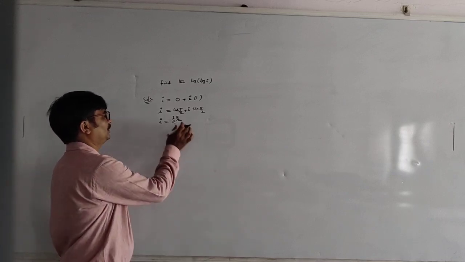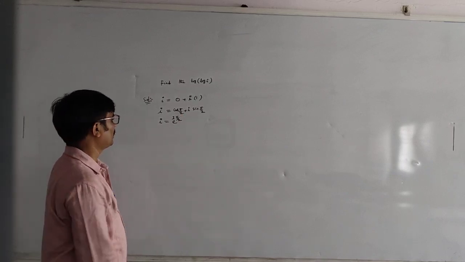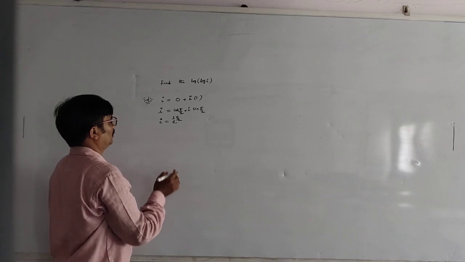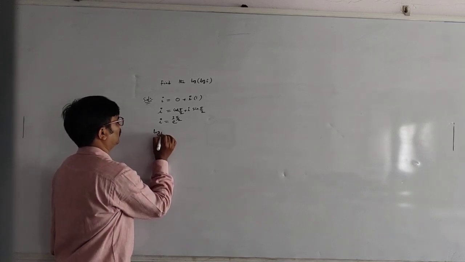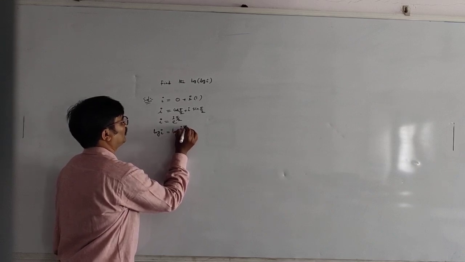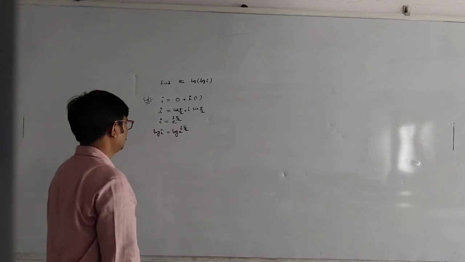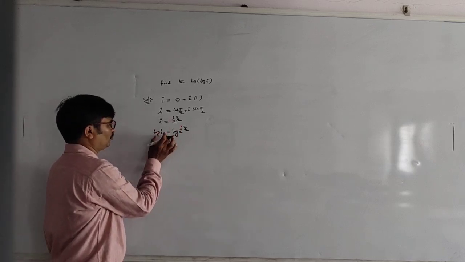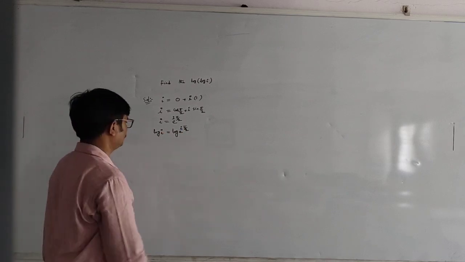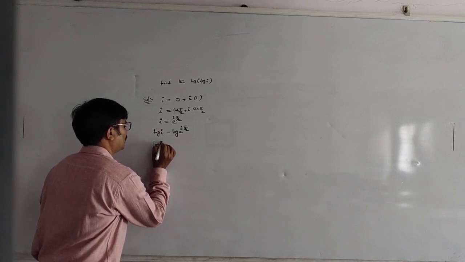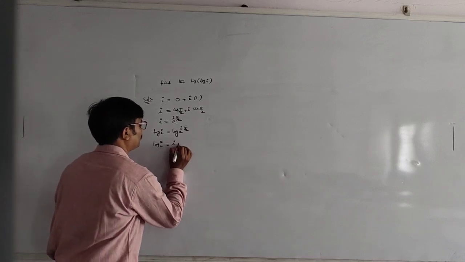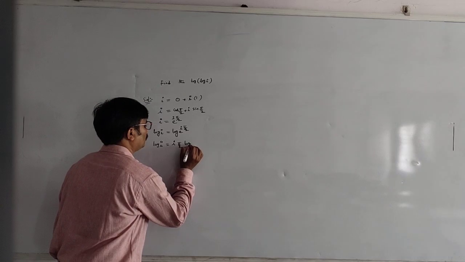After that, i can be written as e power i pi by 2. Now we apply log on both sides: log of i equals log of e power i pi by 2, which is i pi by 2 into log e.